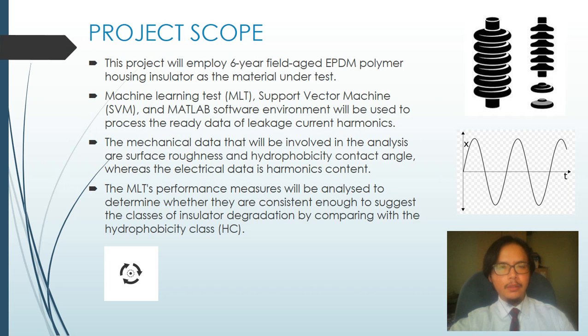For project scope, this project will employ a 6-year field edge EPDM polymer housing insulator as the material under test, and machine learning test or MLT, support vector machine and MATLAB software environment will be used to process the ready data of leakage current harmonics, and then the mechanical data that will be involved in the analysis, such as surface roughness and hydrophobicity contact angle, where the electrical data is harmonic content, and the MLT's performance measure will be analyzed to determine whether they are consistent enough to suggest the classes of insulator degradation by comparing with the hydrophobicity class.